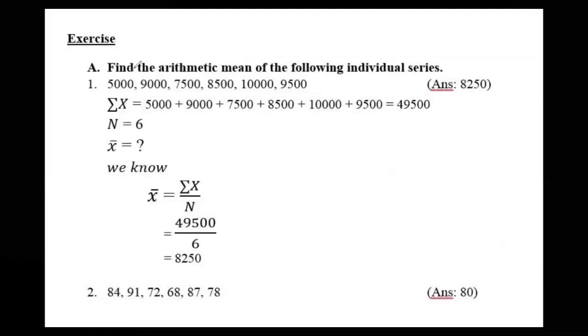Now let's go to the question. What is the formula of mean? Mean equals summation x by n. So which series is this one? This is called the individual series, because the numbers are individual. The numbers are 5,000, 9,000, 7,500, 8,500. These are the numbers only. There is no frequency.